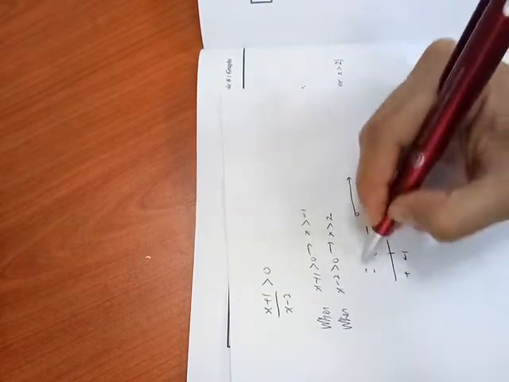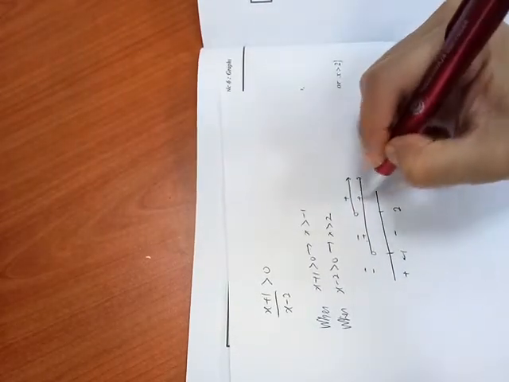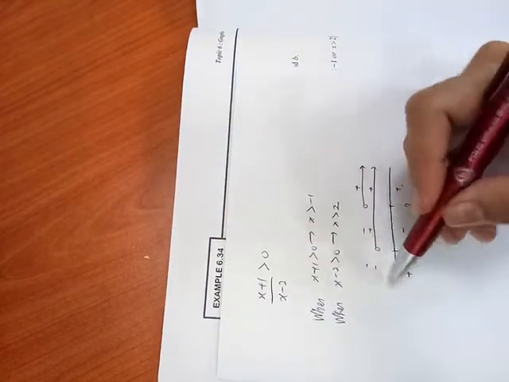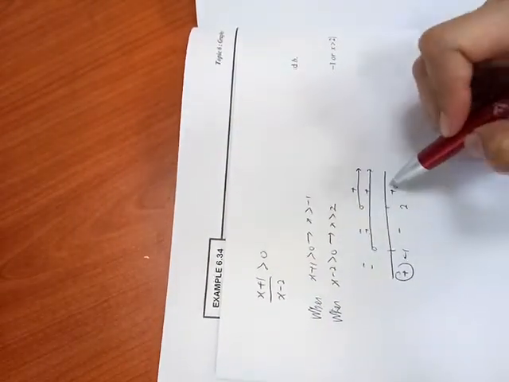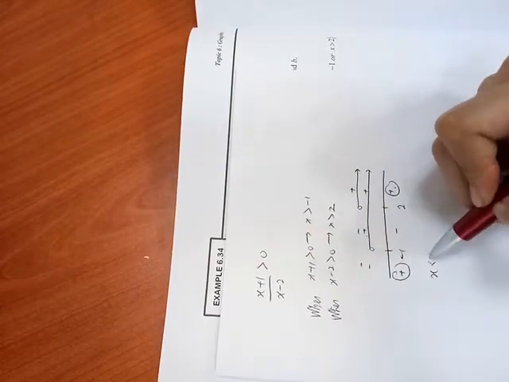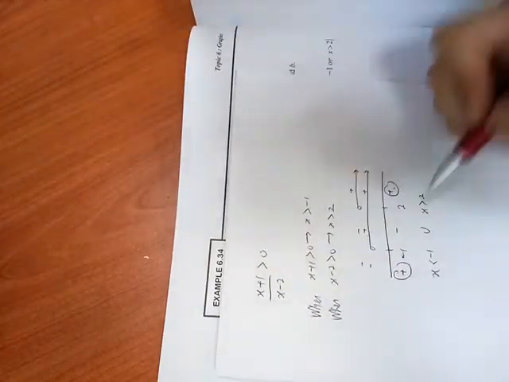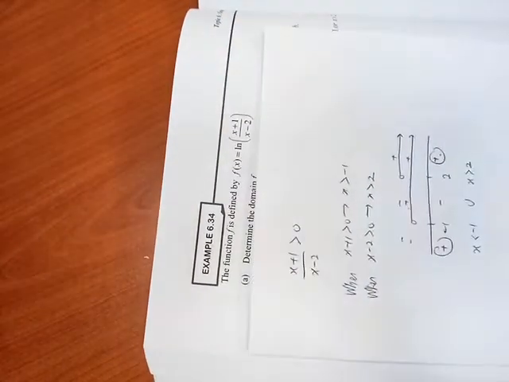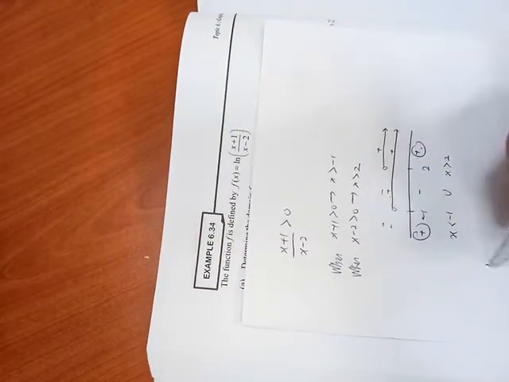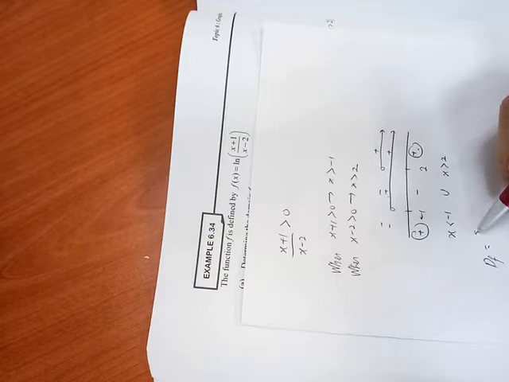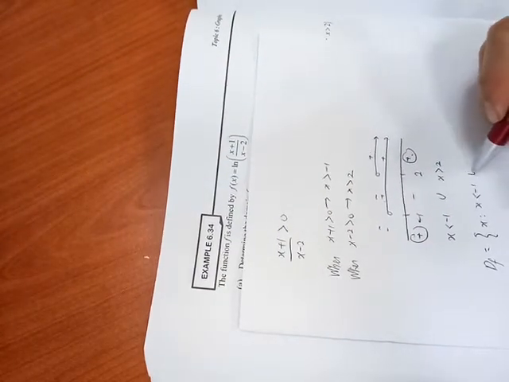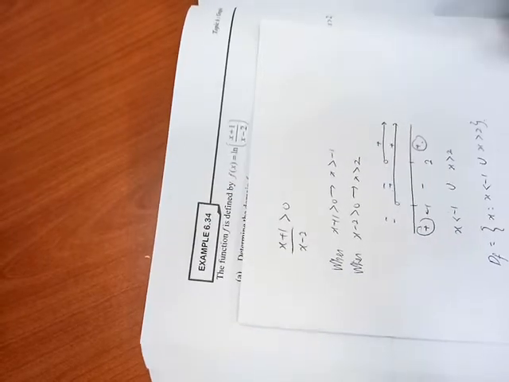And this is negative, negative, positive, negative, positive, negative, positive, positive. Okay, and then we take the positive area since the inequality here is more than. So the answer here is x less than -1 or x more than 2. So meaning this will be the domain of this function. Okay, so the domain of f, you can write in the form of set form: x less than -1 or x more than 2.